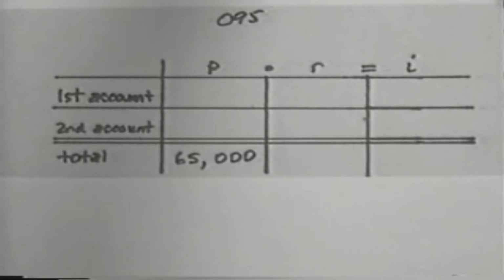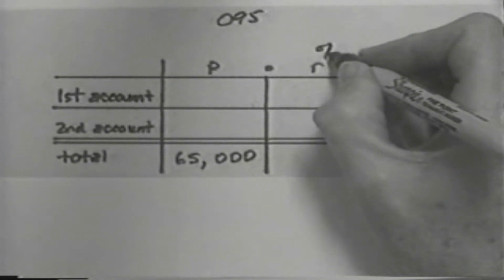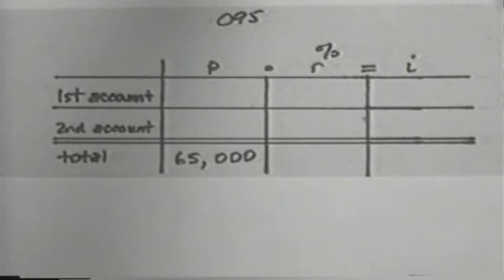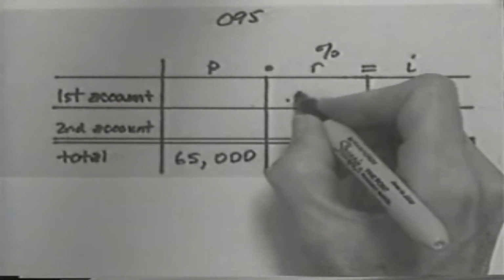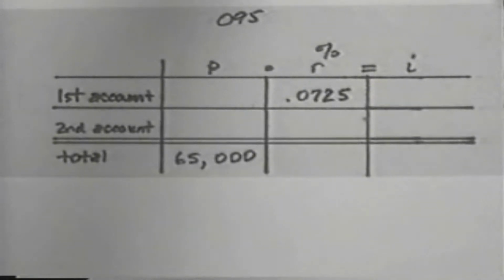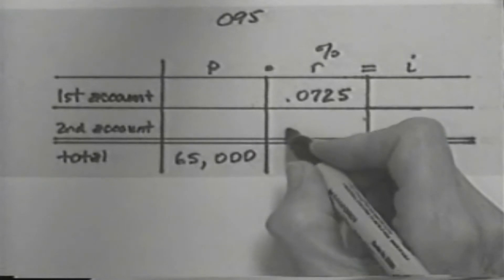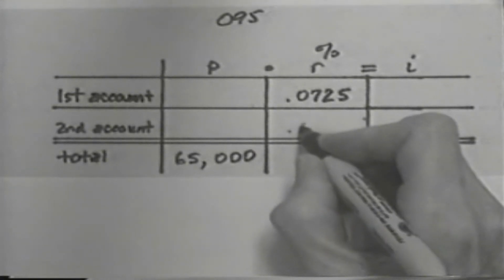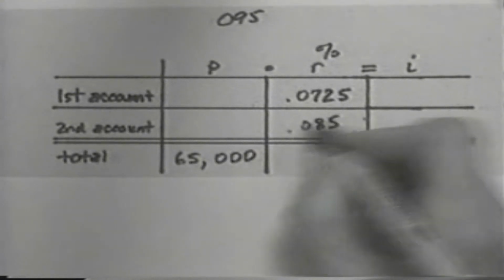The next number I have is 7.25%. The rate is always a percent, but remember that we write the rate in decimal form, and so we convert 7.25% to 0.0725. The second account, 8.5%. 8.5% in decimal form is 0.085.